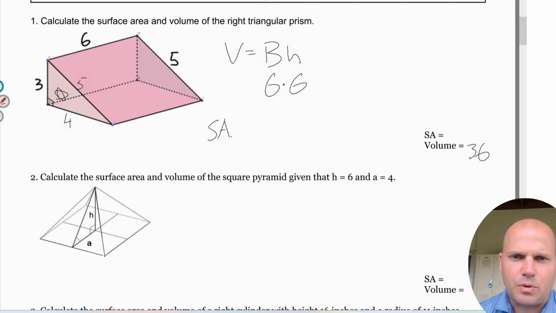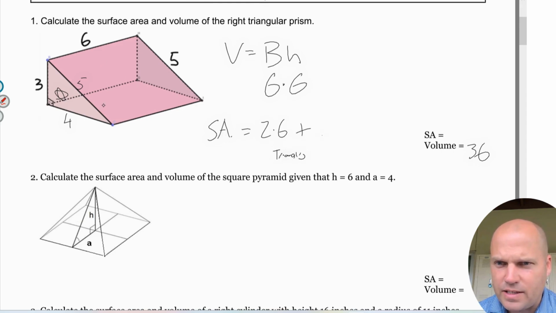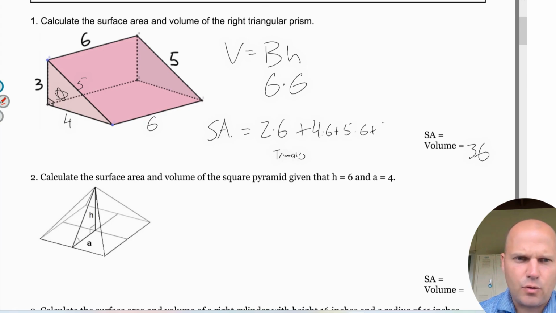Well, now we have to split up and take all of our shapes. I have 2 of the triangles. And then I have 1, 2, 3 rectangles. A rectangle on the bottom, which is a 4 by 6. A rectangle on the top, which is a 5 by 6. And a rectangle on the side, which is a 3 by 6. So honestly, what I have is a bunch of 6s.